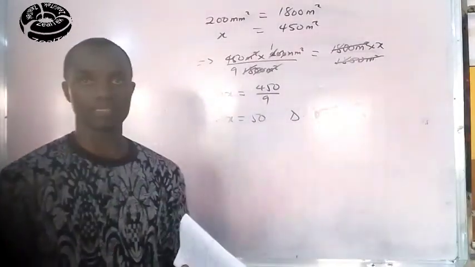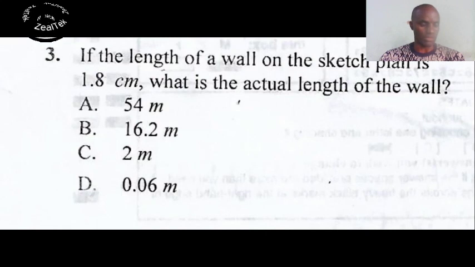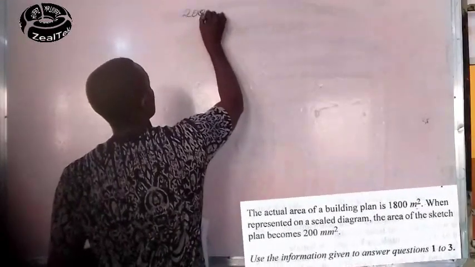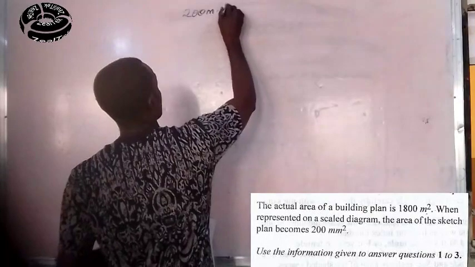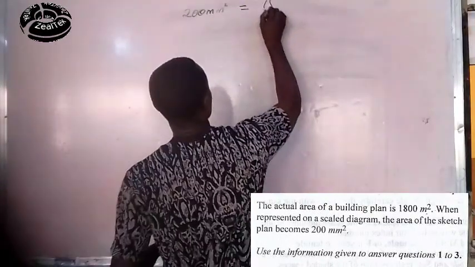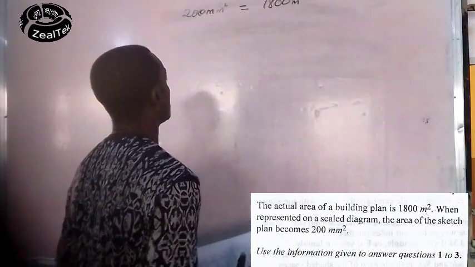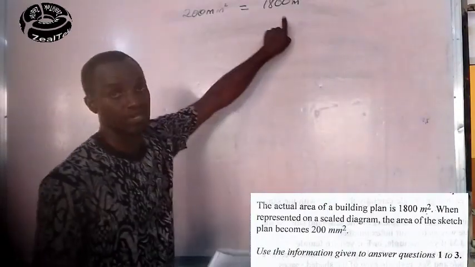The answer is D. Question number 3. If the length of a wall on the sketch plan is 1.8 centimeters, what is the actual length of the wall? Wow, beautiful. So check out the video that comes after now. It explains how you get this. 200 millimeters square is the same thing as 1,800 meters square in real surface. So this one will provide us with the ratio.